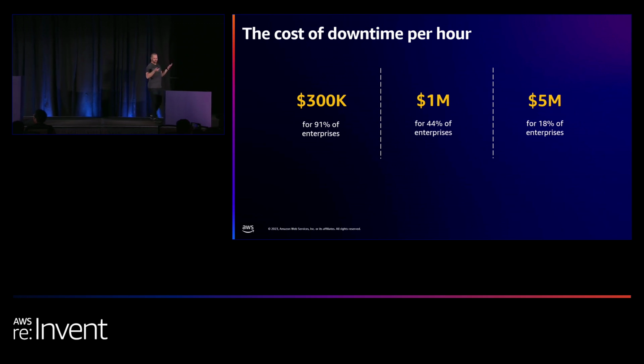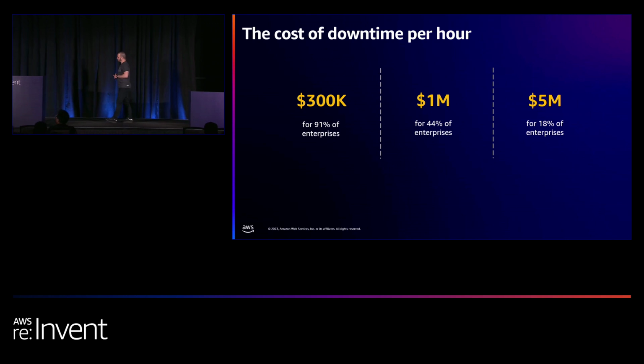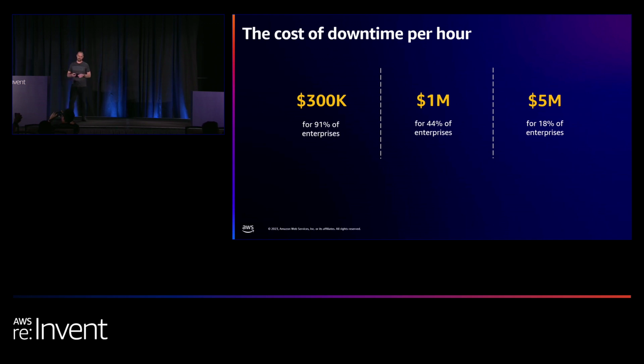Actually, recent surveys say that for 91% of enterprises, the cost of 1 hour of downtime is roughly $300K. And for 44% of those enterprises, it goes up to $1 million. And for 18% of them, it exceeds $5 million. If you've never thought about the cost of downtime, a good average is typically $10,000 per minute of downtime.